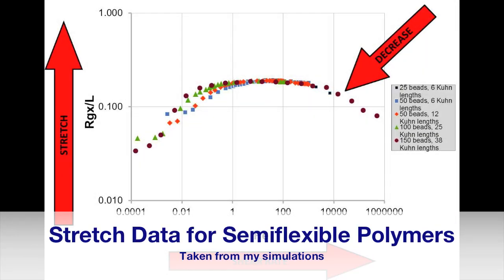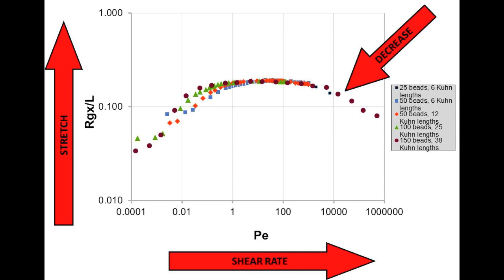My work has begun to show that semi-flexible polymers also exhibit this non-monotonic behavior, although the onset of the decrease in stretch is delayed to much higher shear rates than that of flexible polymers. Investigation into the causes of this are still ongoing.